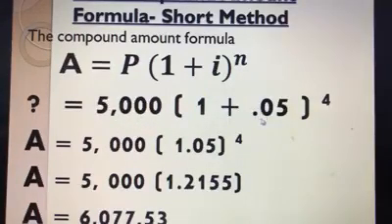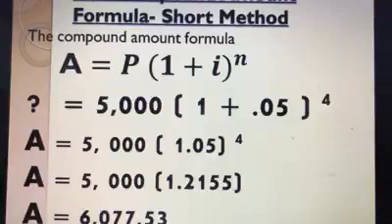So using your calculator, 1.05 raised to 4, we have 1.2155. So we have compound amount as 6,077.53. So to get again the compound interest, 5,000 principal will be deducted from 6,077.53. So using the long method and the short method, we have the same amount of compound amount and the same amount of compound interest.